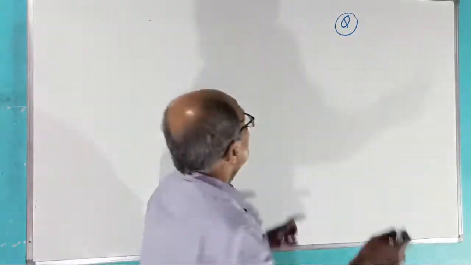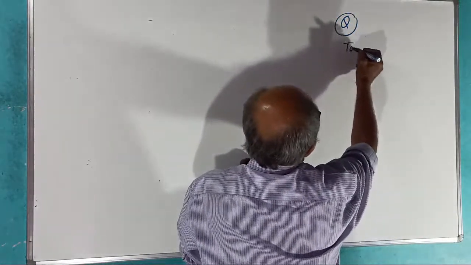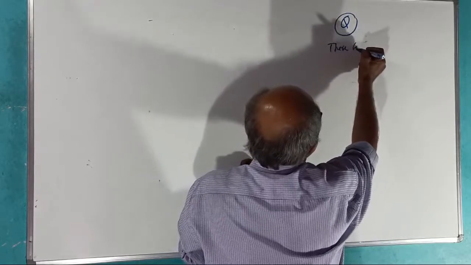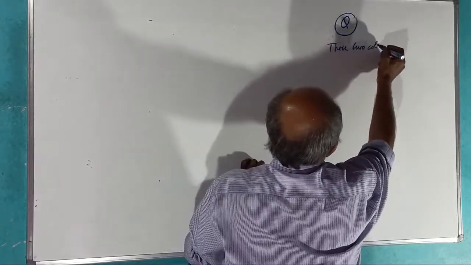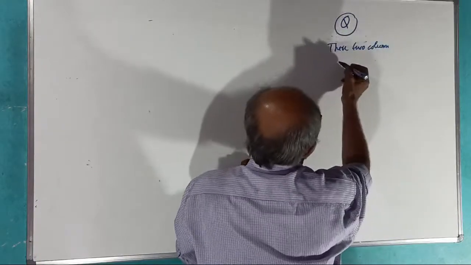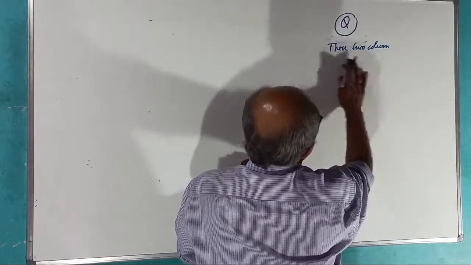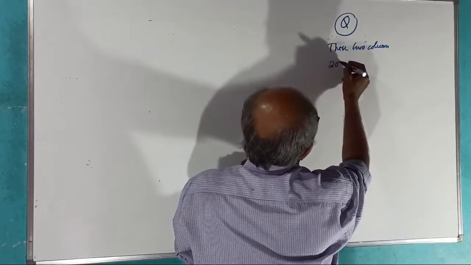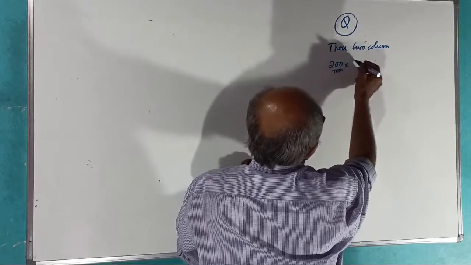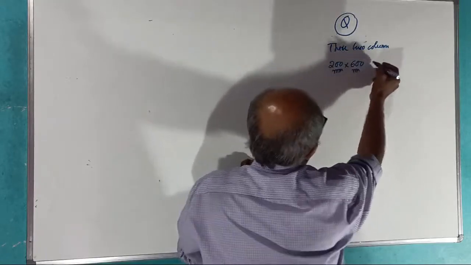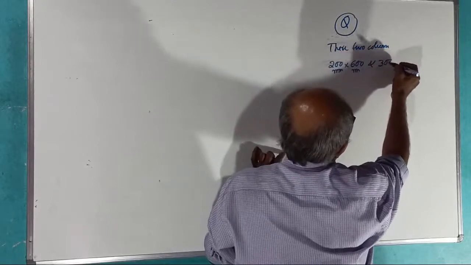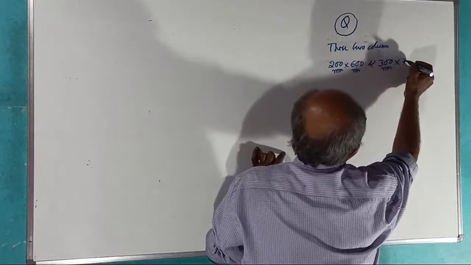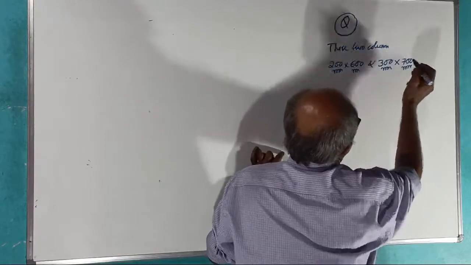See, there are two columns. Say the column size is, one of the columns is 230 or 200, I take 200 only, most popular. 200 millimeter by 600 millimeter is one column, and the other column I will take a little bigger, 300 millimeter by 700 millimeter. Okay. There are two columns.